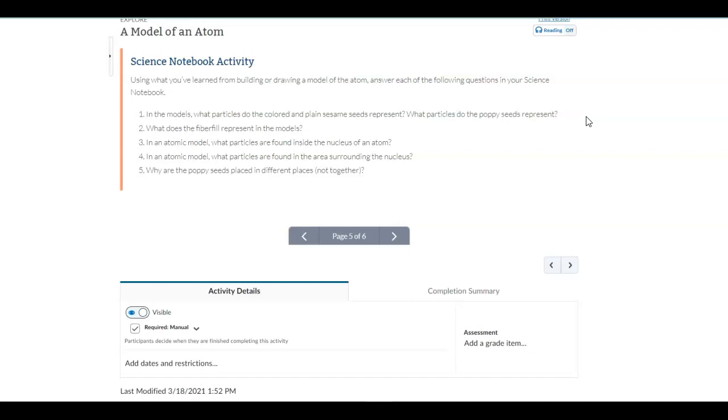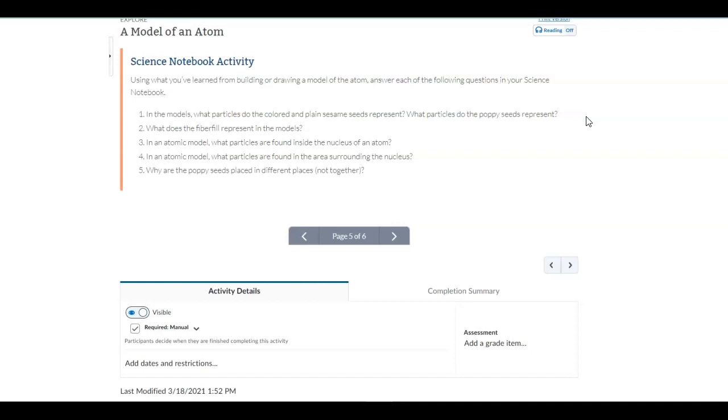And then number 2, what does the fiber fill represent in the model? This one's kind of tricky because we know the protons and the neutrons together make up the nucleus, and then we know that the electrons are kind of stuck on the outside of that fiber fill. The fiber fill is kind of the structure of the atom. The nucleus is inside. So you can just say as a whole, it's representing kind of the electron cloud or the structure that's holding everything together.